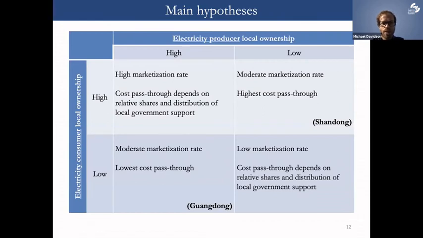And so this gets us to our main hypotheses here. And what I'm showing is on the top, we have electricity producer local ownership and electricity consumer local ownership. And you can see we have high and low. So the idea being that if you have high local ownership in the producers and high local ownership in the consumers, we would expect the coordination costs to be lower and to see a higher marketization rate. On the other end of the spectrum, if local ownership is low, on both the consumer and the producer side, we might expect to have low marketization rates because the coordination costs and the alignment between government and firms is weaker. And we have two cases, Shandong and Guangdong, which I've noted here, kind of exist in these two corner cases where we might expect to have moderate marketization rates, and we would also expect to see different levels of cost pass-through because of the interests of the local government in either the producer or the consuming side of the equation.